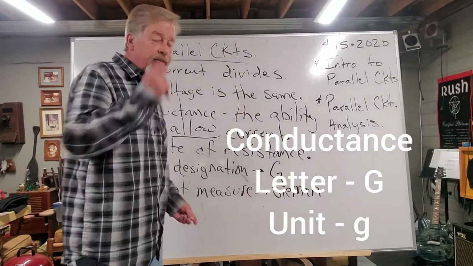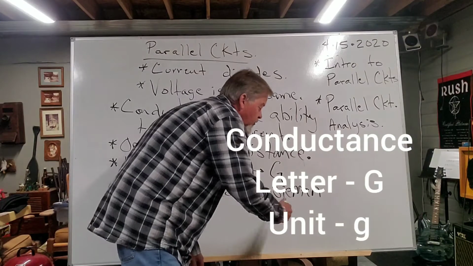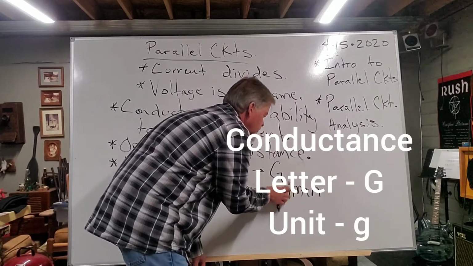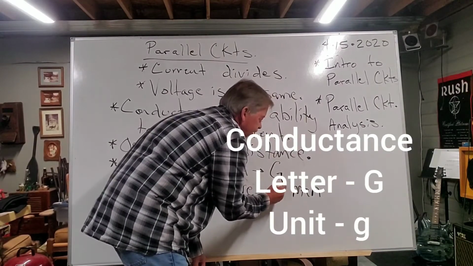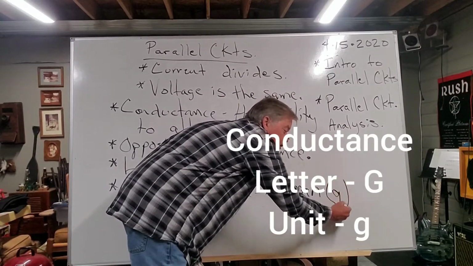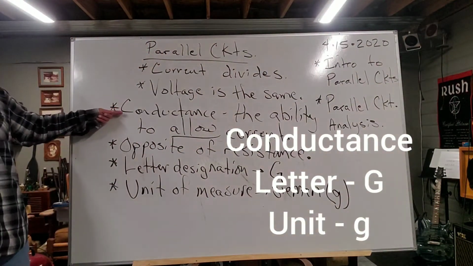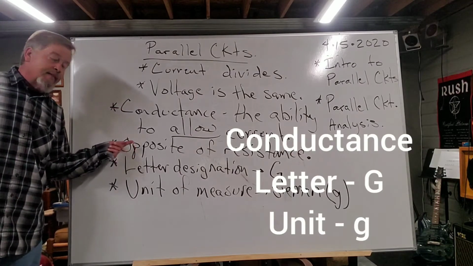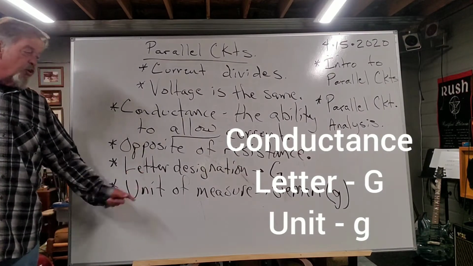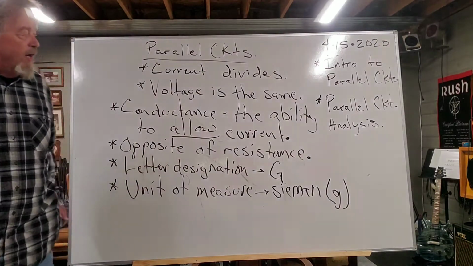You may have heard of the company Siemens. It's a big electrical distribution company. That's where they get it. And the symbol is a lowercase g. Okay? So, conductance, the ability to allow current, is the opposite of resistance, and it has a letter designation of G. And the unit of measure is the Siemens that has the small symbol, the letter g.